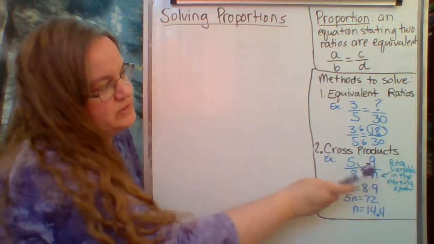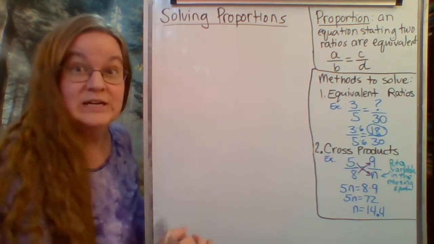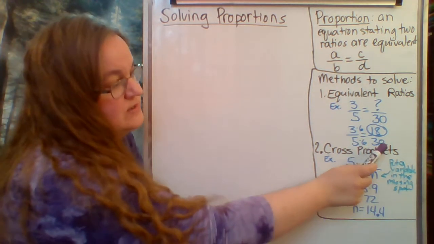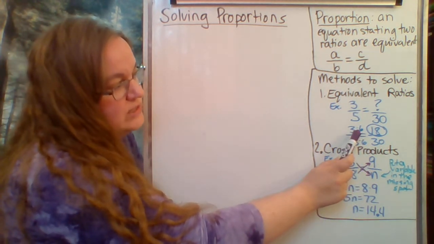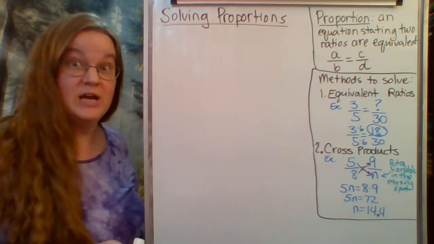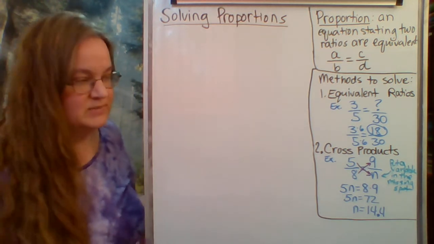You can use equivalent ratios. So if I have something like 3/5 equals mystery number over 30, since 5 goes into 30 easily 6 times, I can do 5 times 6 to get 30. So I do 3 times 6 to get 18, and the missing number is 18. So sometimes you can look at it and it's really easy to do equivalent ratios, and sometimes it's not.